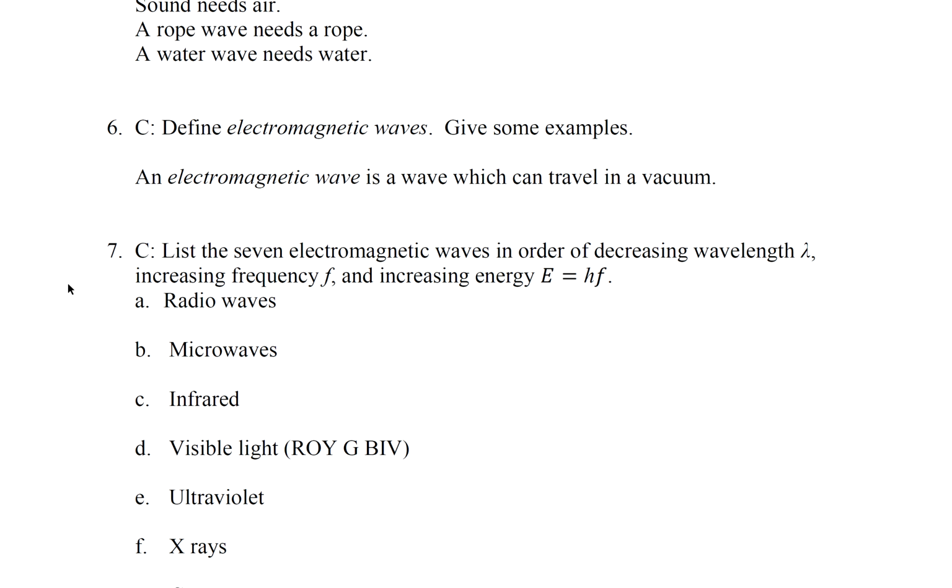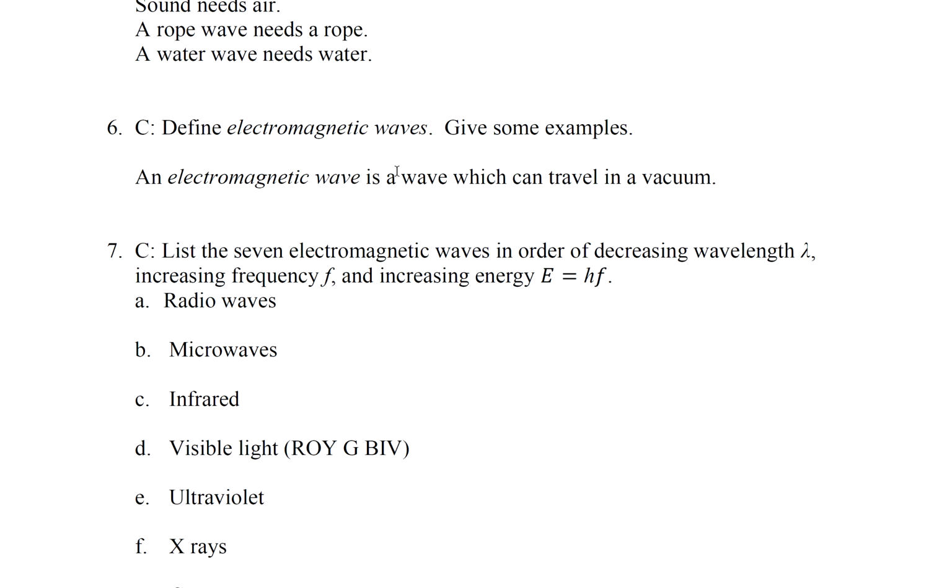Question 6. Define electromagnetic waves. Give some examples. An electromagnetic wave is a wave which can travel in a vacuum. So a vacuum is a volume with nothing in it, totally empty.